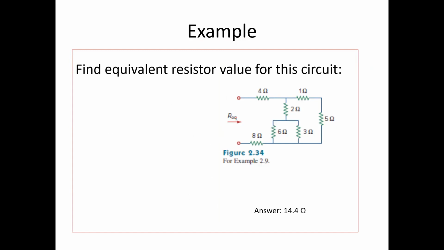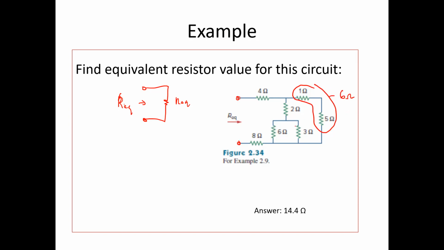Okay, so this is R equivalent seen from this terminal. So what is the R equivalent value that can be seen from this point? What you need to do is to identify which branches are parallel and which are series. For example, this one is actually in series, so this one becomes 6 ohm.